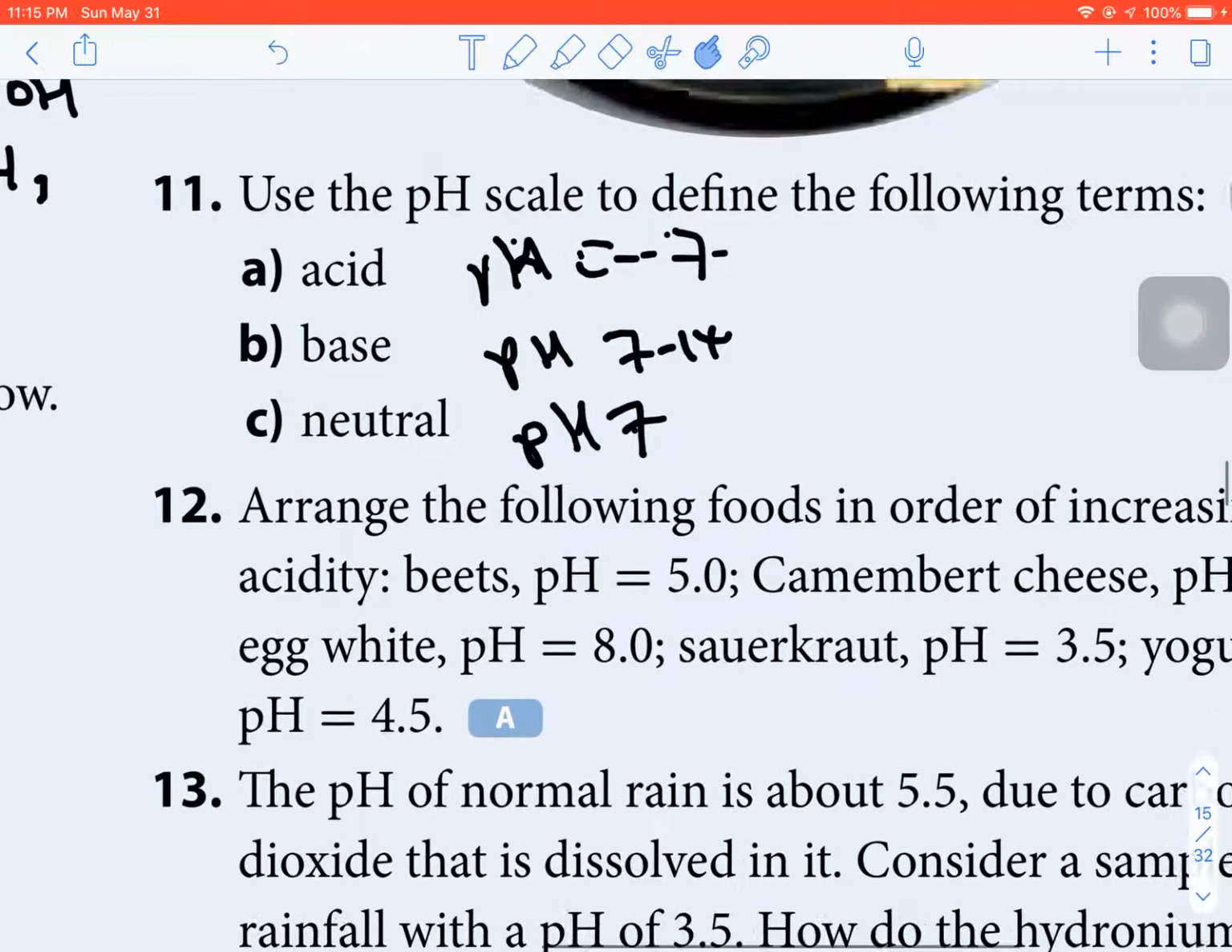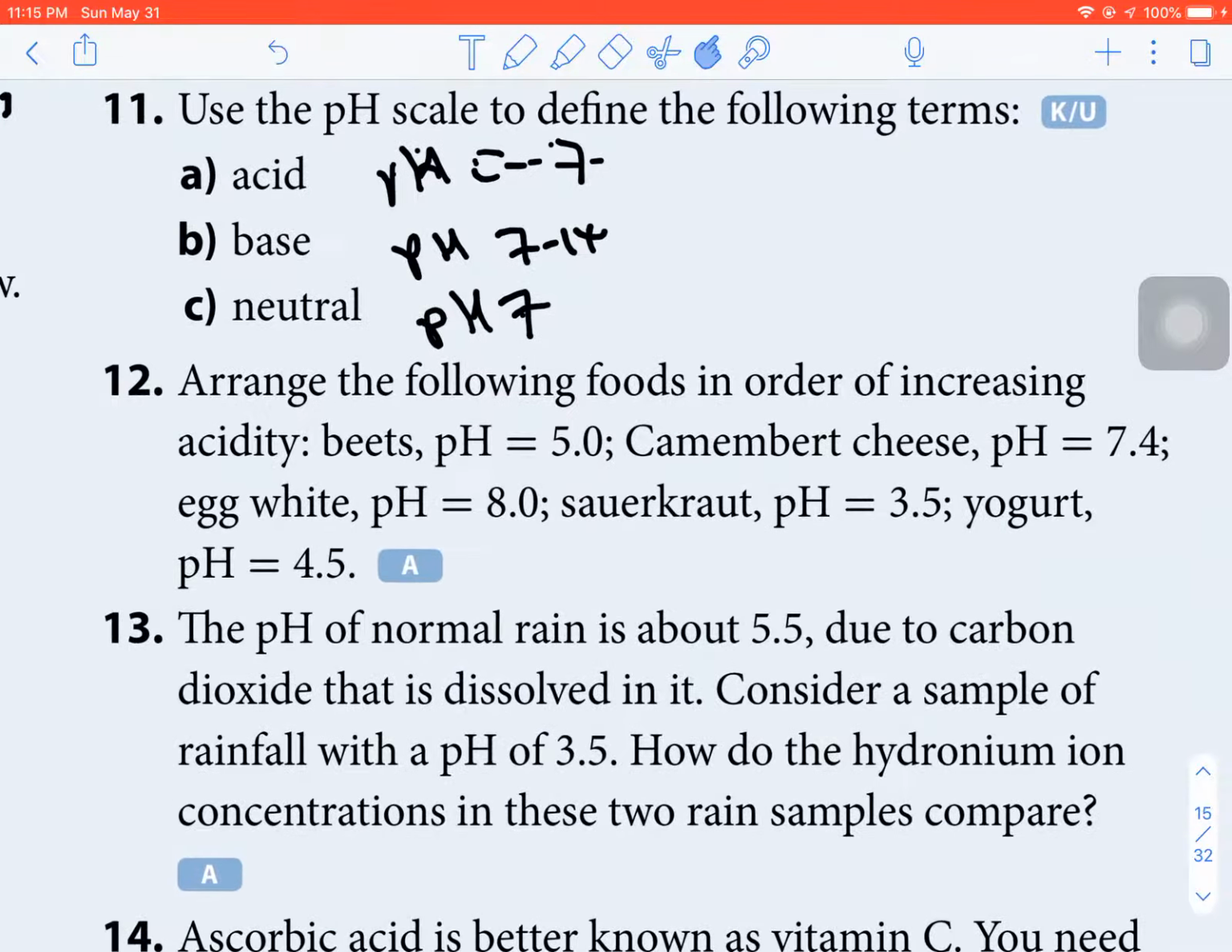Okay, question 12 says arrange the following foods in order of increasing acidity. Right, so I'm going to have to finish with the most acidic one. Looking at my different foods, I'm seeing beets are 5, this camembert cheese is 7.4, the egg white is 8, sauerkraut is 3.5, and yogurt is 4.5. So I'm going to start with the one that's 8, which is my egg.